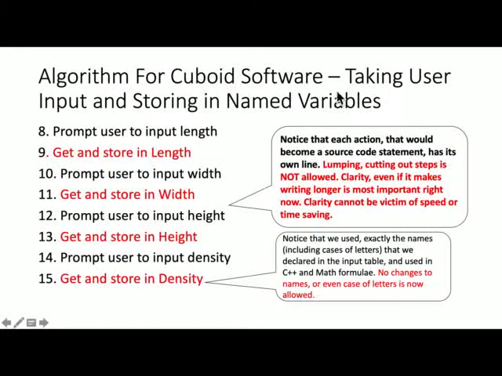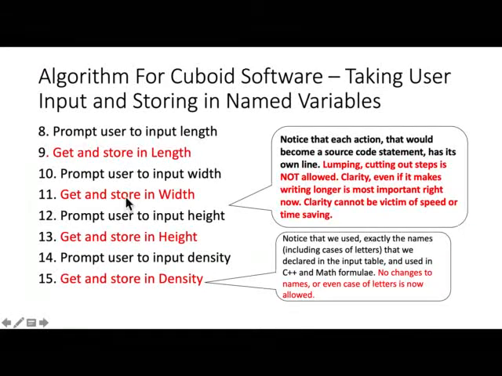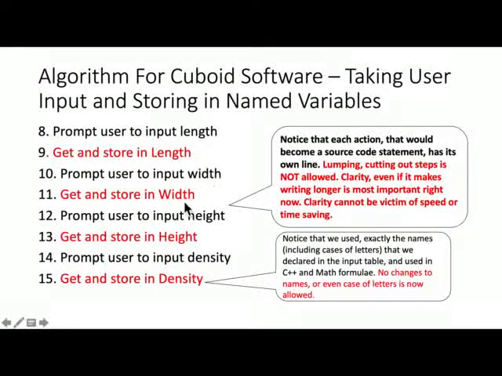Then I take user input by prompting user to input certain data, and I store them in named variable. I prompt user to input length, and then I get that input and store in variable called length. I prompt user to input width, and I get and store that into variable called width. I prompt user to input height, and I get and store that into variable height, and then I prompt user to input density, and I get and store in variable called density.